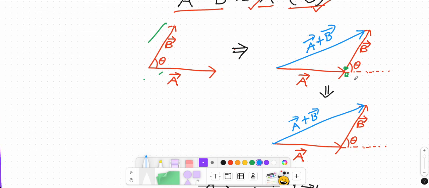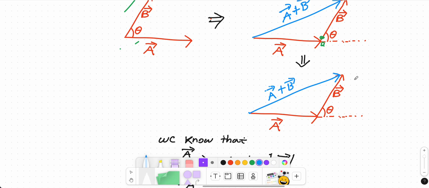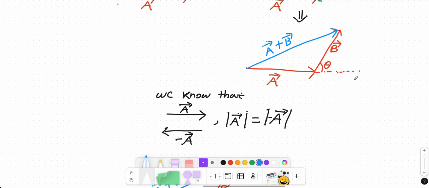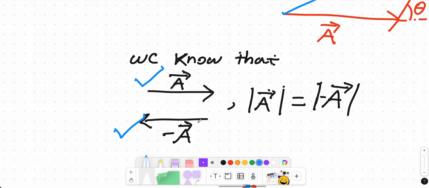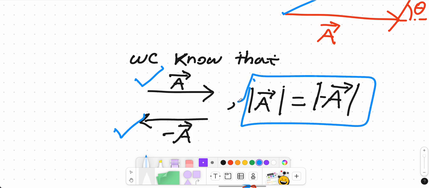Now what will I do? One more thing I want to discuss before doing a minus b. We know that if this is a vector, then this one is minus a vector. Look at here carefully. The magnitude of a and minus a are the same, only the direction of a is opposite to the direction of minus a. They are at a 180-degree angle with each other.